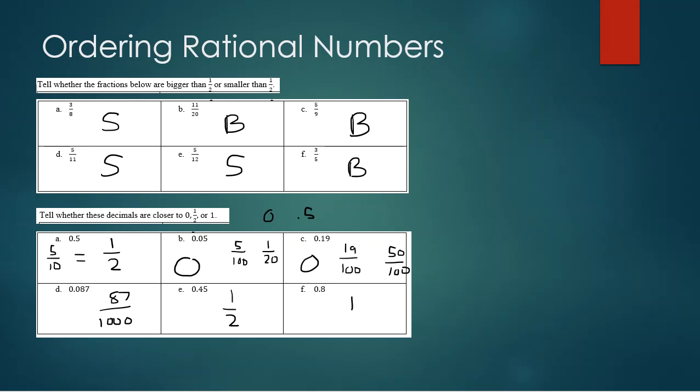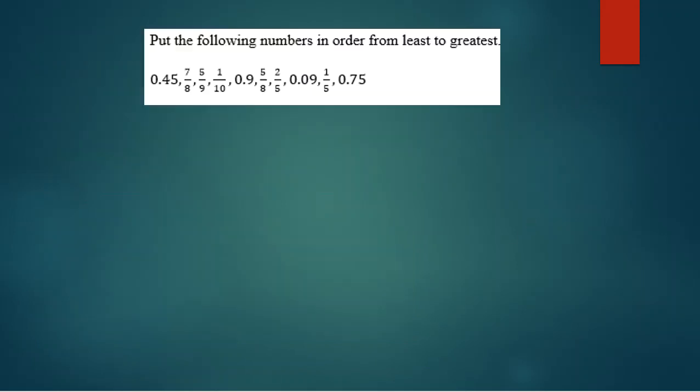Now, as we order rational numbers, it's good to keep in mind estimates of where these numbers would be. Okay, so that's why we did that activity. Now, put the following numbers in order from least to greatest. When you are ordering rational numbers from least to greatest, they either have to be all fractions with the same common denominator, or they all have to be decimals. And to be honest, I think it's a lot easier to change them all to decimals and compare that way than to try and find common denominators for all of them.